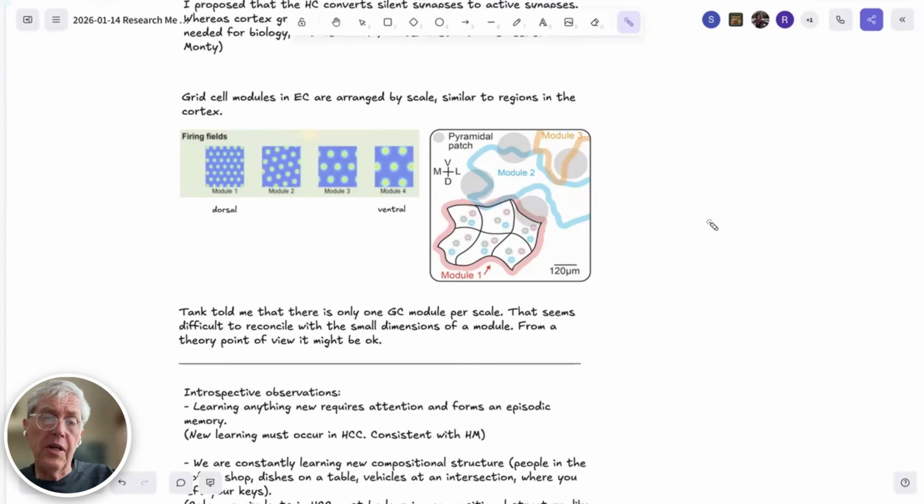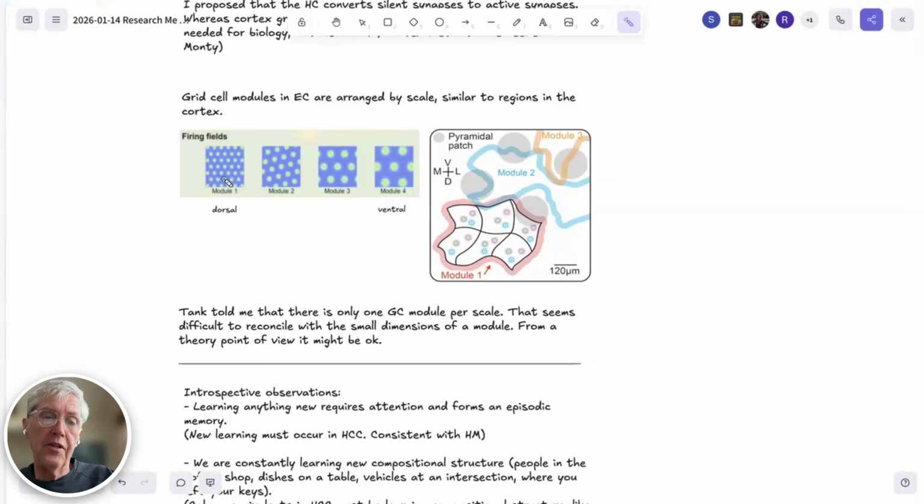Okay, let's talk about grid cells. We propose that this is what's going on in the cortex in each cortical column, and there's a lot of evidence for that, so it's pretty certain that this is right. But grid cells were discovered in the entorhinal cortex. They're in grid cell modules, and as you move along the surface of the medial entorhinal cortex, you see a grid cell module, then another, and another. And each successive grid cell module has a different scale.